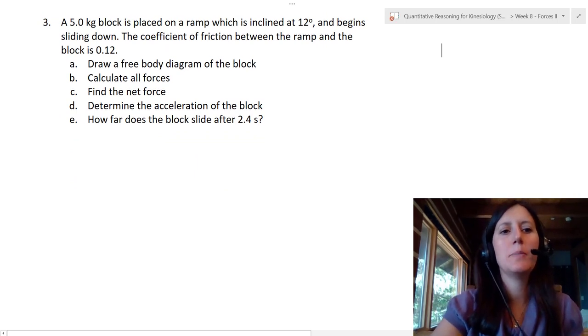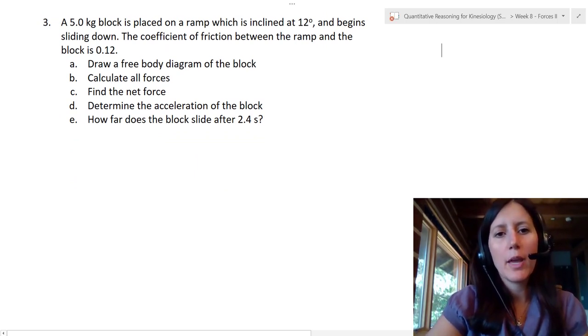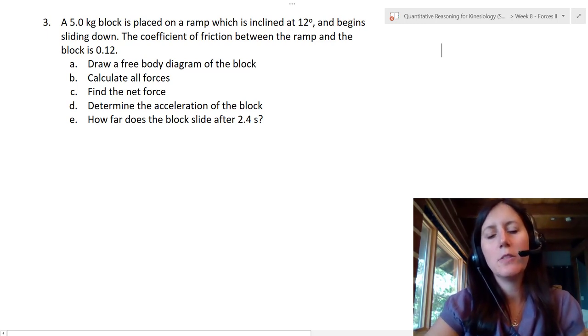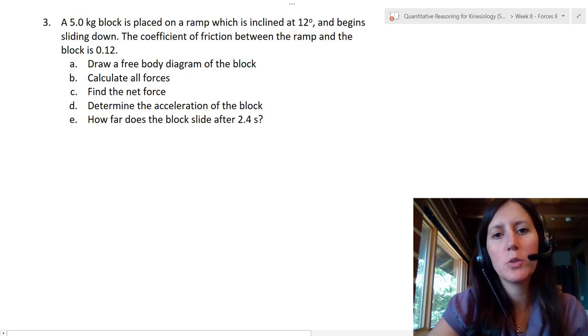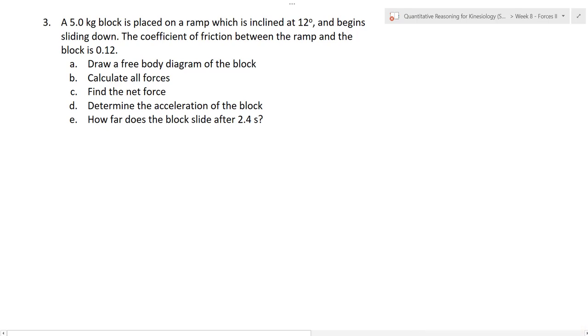Okay, so let's begin. A 5 kilogram block is placed on a ramp which is inclined at 12 degrees and begins sliding down. The coefficient of friction between the ramp and the block is 0.12. Draw a free body diagram of the block. Okay, so let's begin with that.